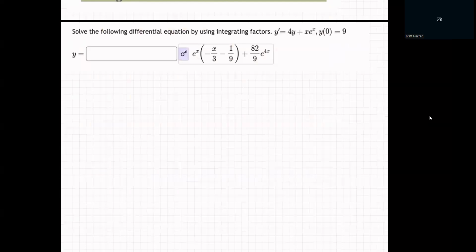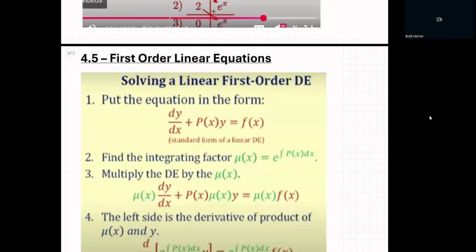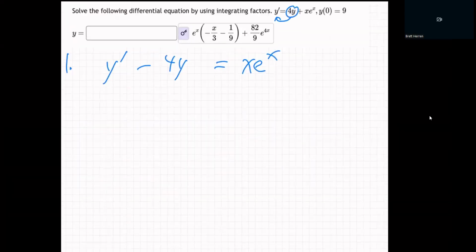So let's do that. I'm going to bring this term and jump it over. So step number one, I'm going to have y prime minus 4y equals x e to the x. So I've got the y prime alone, the y stuff, the other stuff. That's step number one. Step number two, find the integrating factor mu of x, which is e to the integral of p of x dx, where p of x is whatever's next to y. So what's next to y? Well, this is what's next to y. That's my p of x.